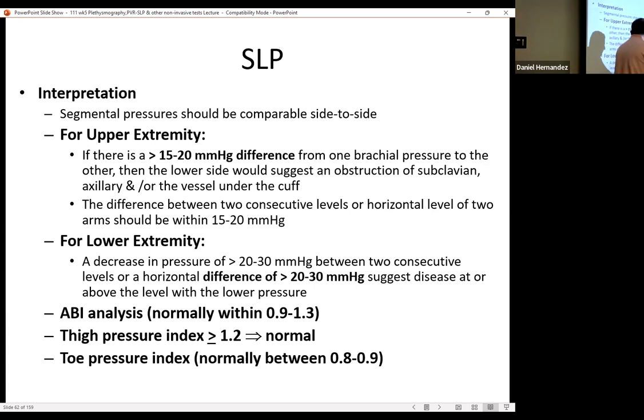Normal limits for our ABI. So our normal ABI should be within a range, 0.9 to 1.3. Think of it as a test score. You get a 90 and then you get some extra credit, 130 on your test. You want to be around 100 for your test. Essentially you want a 1-to-1 ratio, brachial to ankle. So you want around 1.0.